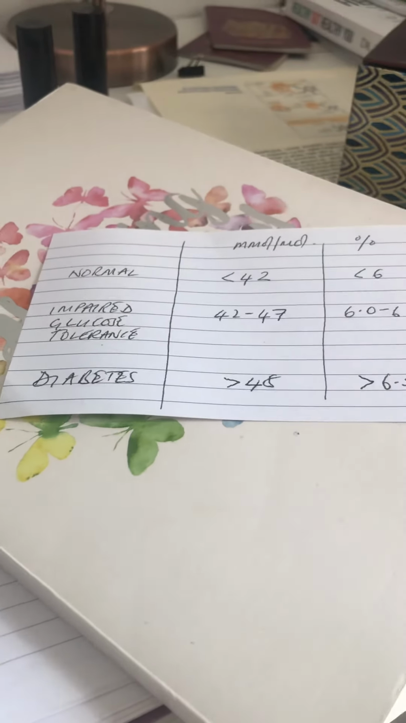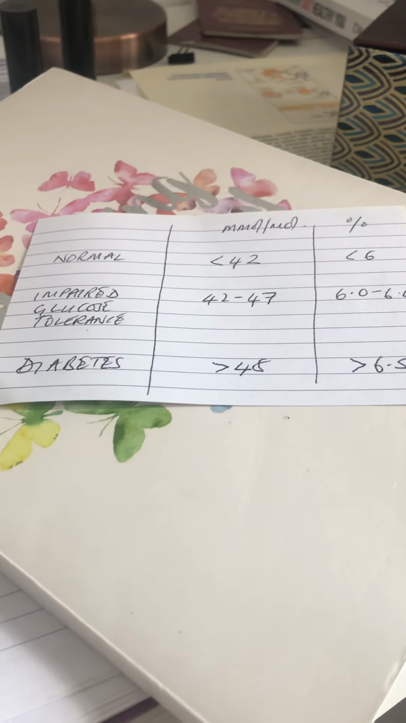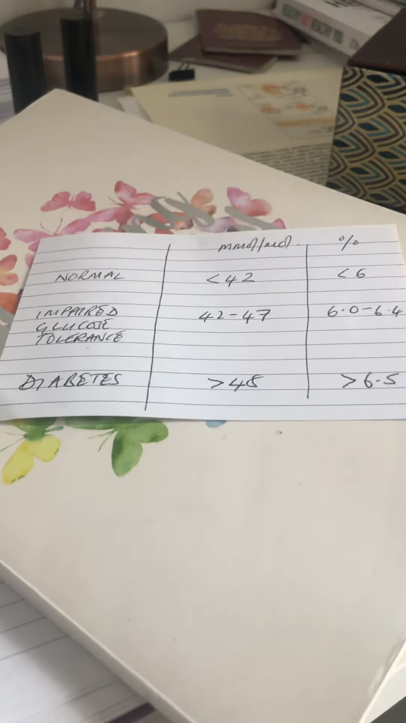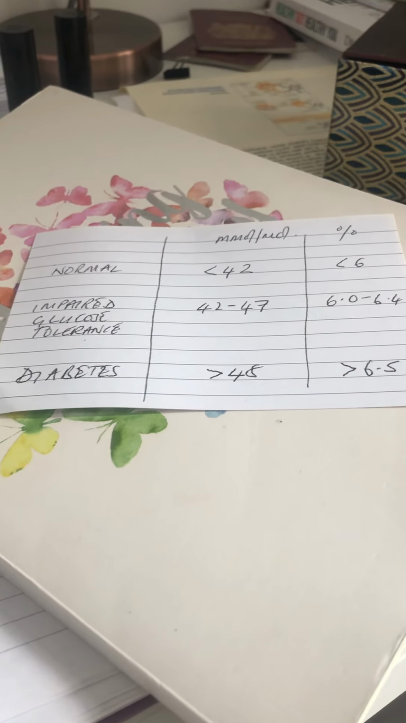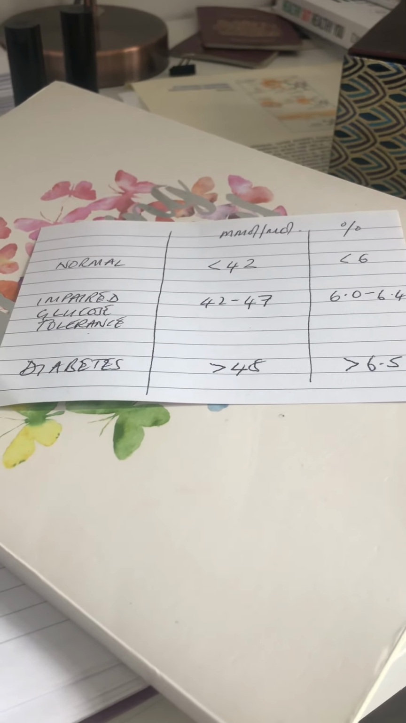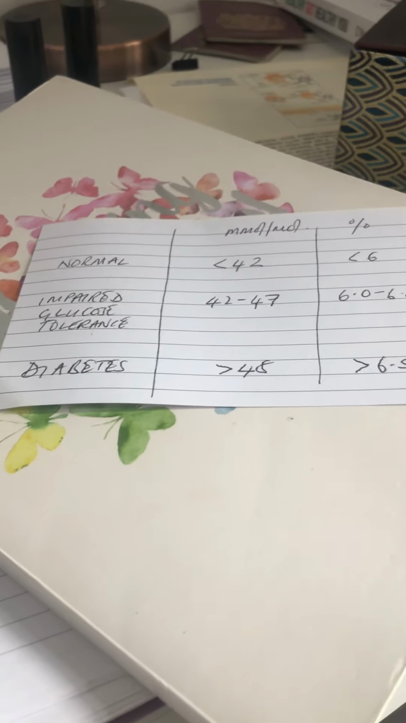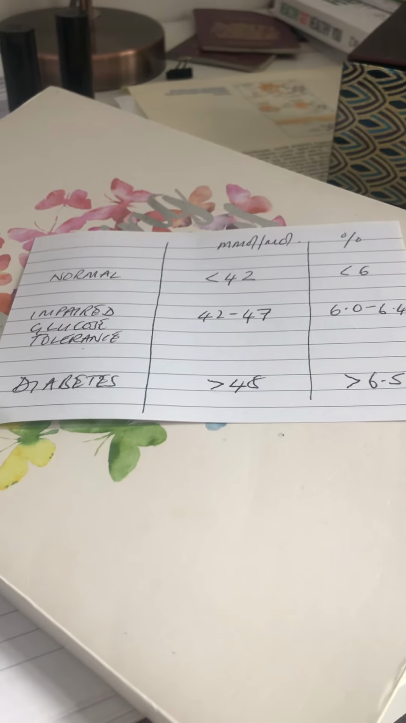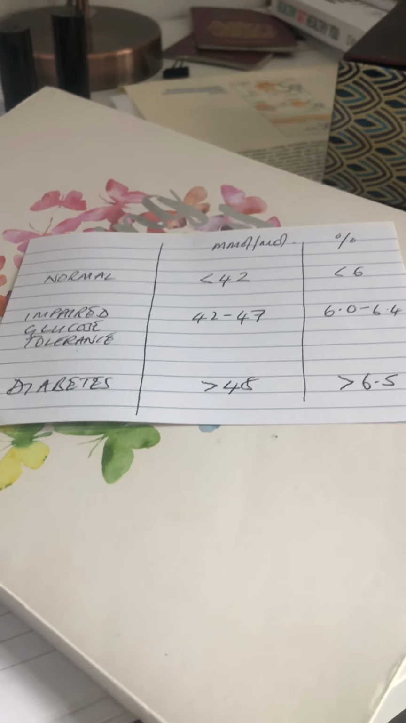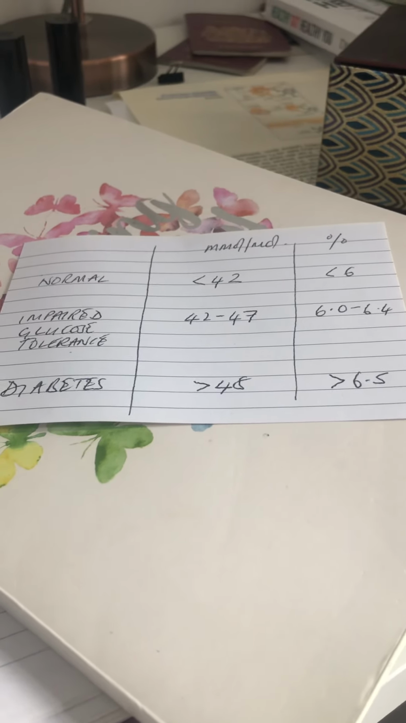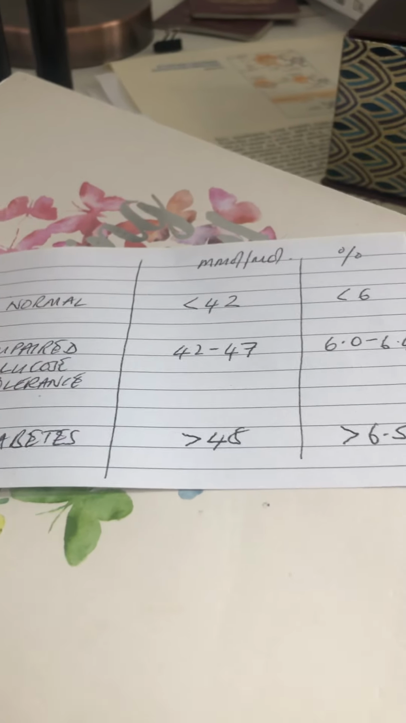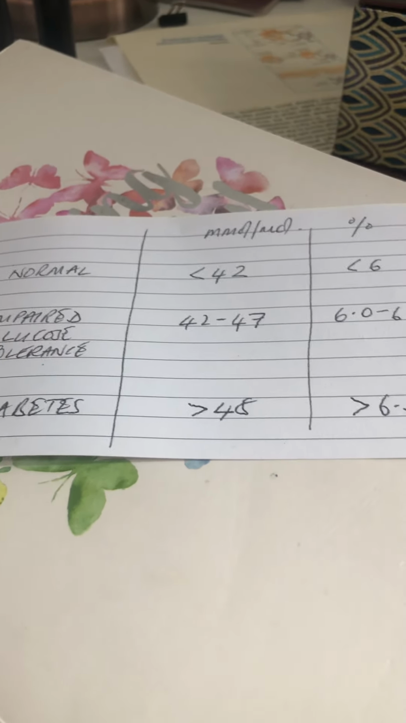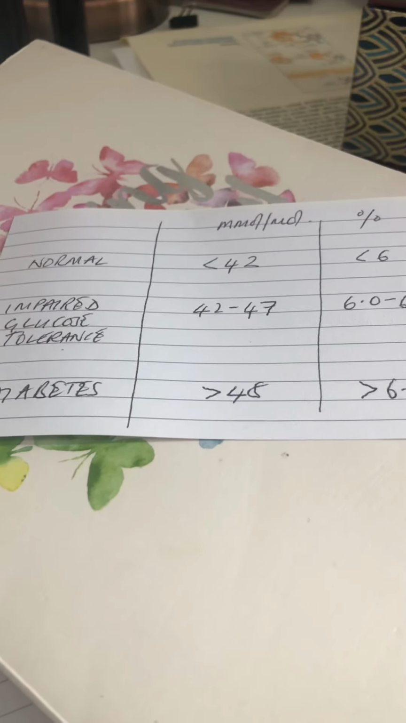You can get to a state where you have impaired glucose tolerance between 42 and 47. And if you're in other parts of the world, say the US, that's between 6 and 6.4%. And then true diabetes is beyond 48 millimoles per mole or greater than 6.5. So it's really useful to get a handle on these numbers because you can actually track your health using them.